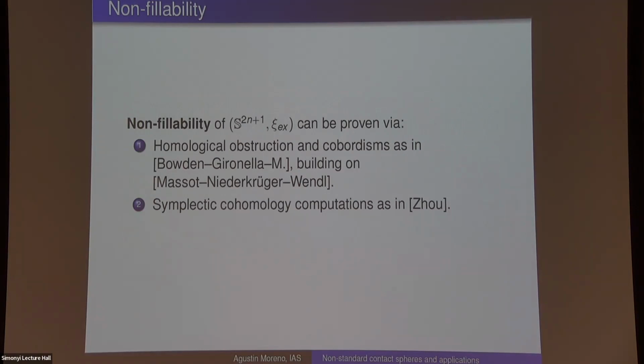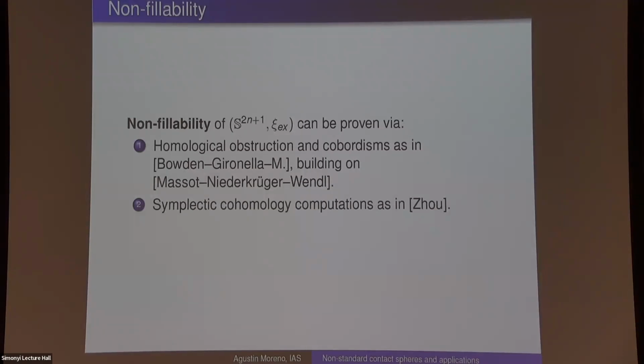Okay, so that proves tightness. How about non-fillability? It turns out that this is more involved. Non-fillability of these exotics can be proven by at least two different methods. The first one is this idea of a homological obstruction and cobordisms. This is similar to a construction that we did in a previous paper with Jonathan and Fabio, building on ideas of Massot, Niederkrüger, and Wendl. This is the approach that I will describe for you today.